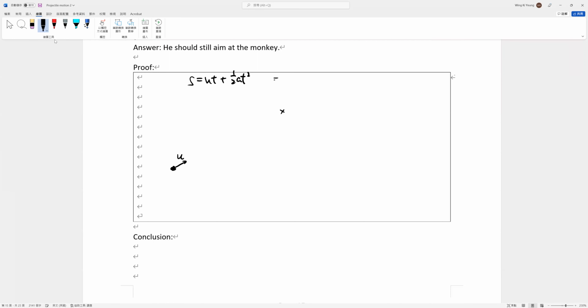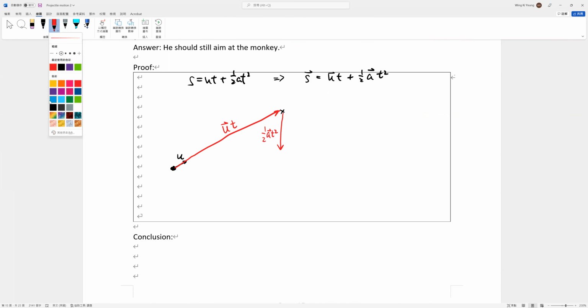Now I need to rewrite this formula in vector form. Hope you still remember how we add two vectors. So u times t will be this vector, u times t. And then half at squared, because a is downwards, g, so it should be downwards. The displacement of the bullet will be the blue arrow, this one, the sum of these two. That is the displacement of the bullet.